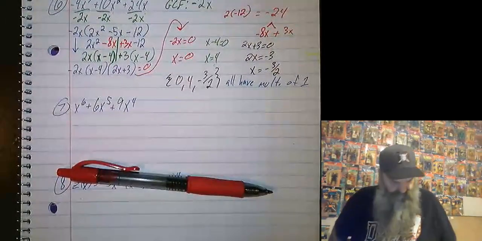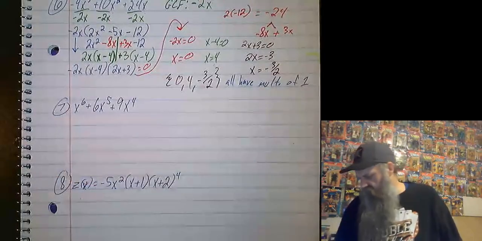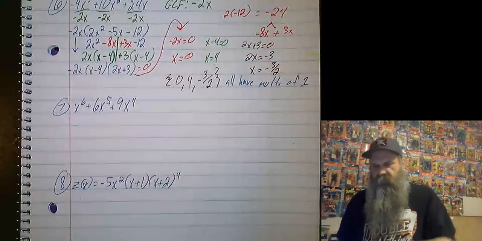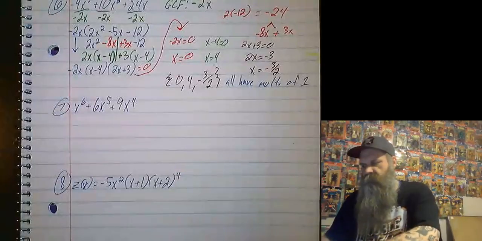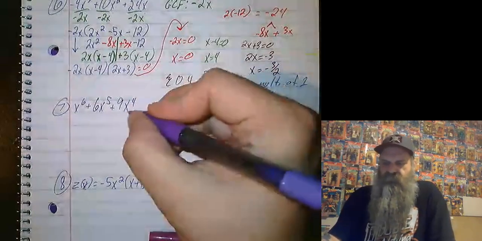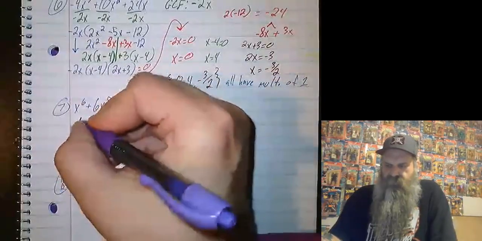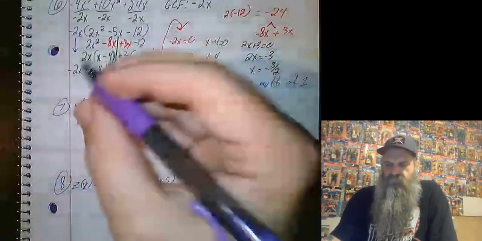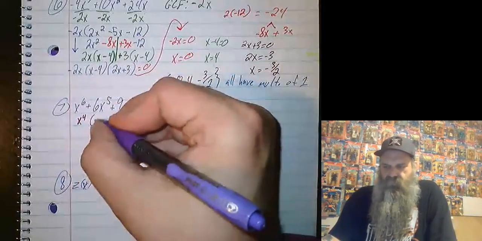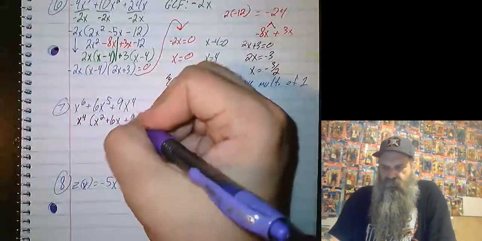Number 7. So for number 7, we have a GCF that we need to take out. Each of my terms have an x to the 4th in them. So we're going to factor out x to the 4th. Divide all of these by x to the 4th, and we're left with x squared plus 6x plus 9.